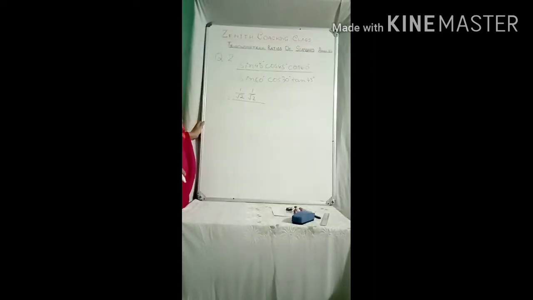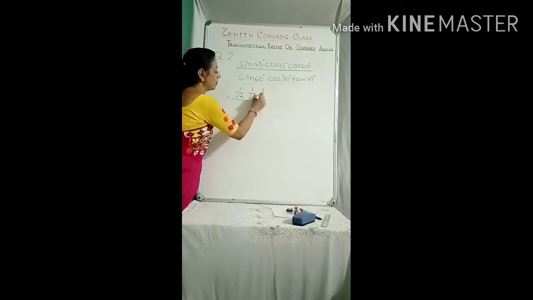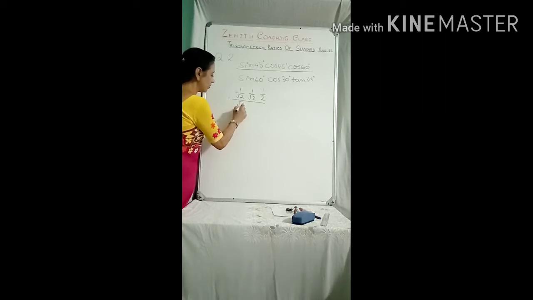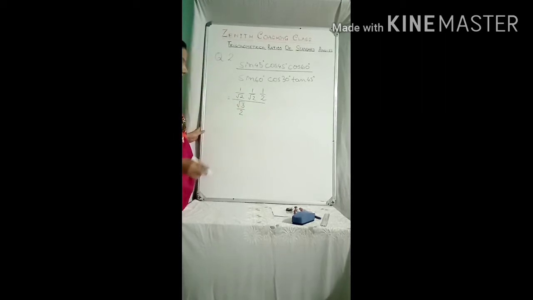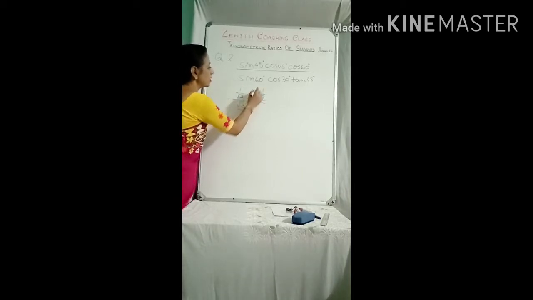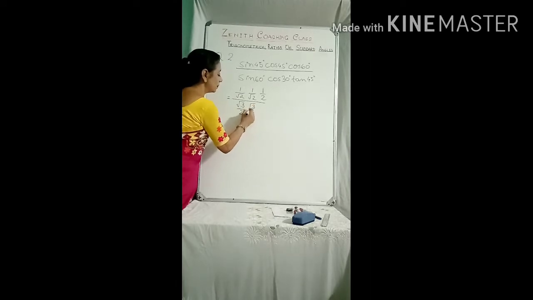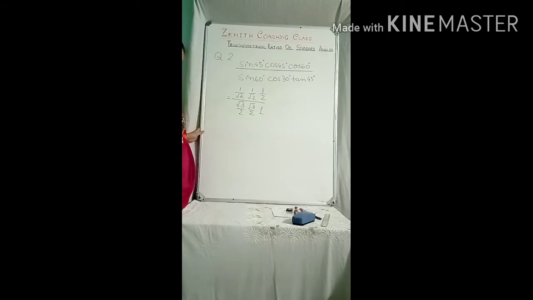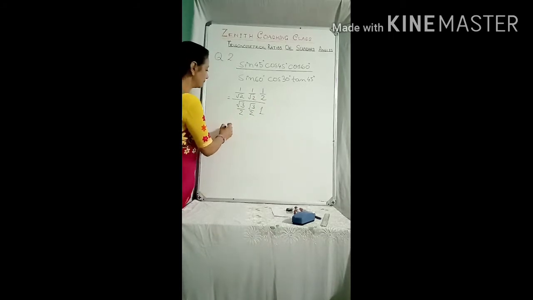And cos 60 degree, what do you know about cos 60 degree? Cos 60 degree equals 1 by 2. Now sin 60 degree, what is sin 60 degree? That is root 3 by 2. Cos 30 degree is what? That is the same as sin 60 degree, root 3 by 2, into tan 45 degree, which is 1.